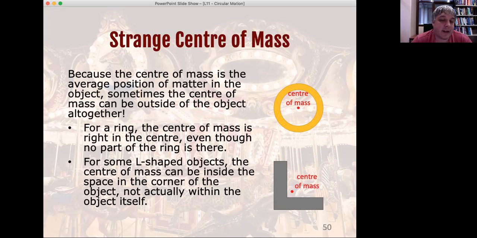For something like that L-shaped block, the grey one below it, the center of mass could be inside the empty space in the corner inside that L shape. Even though, again, there's no actual mass there, there's no substance there, that is where the center of mass is. It's the average position. The average position isn't always inside the object itself.